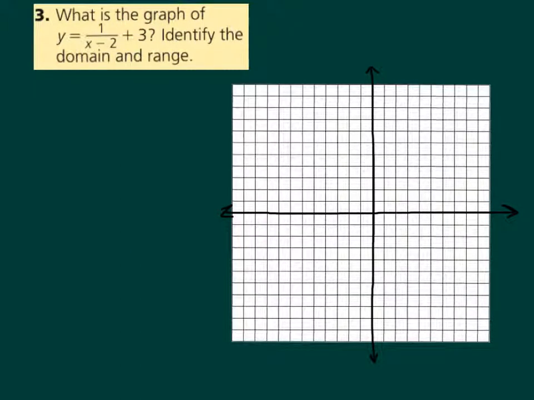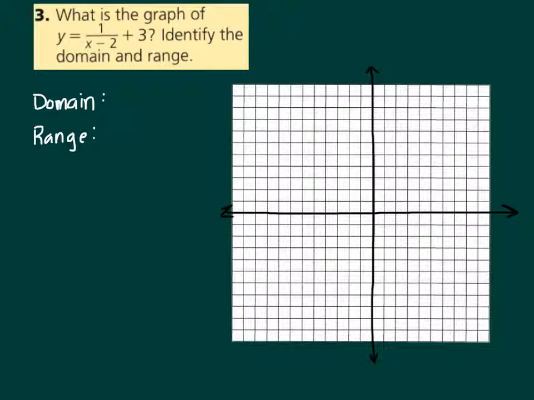What is the graph of y equals 1 over x minus 2 plus 3, identifying the domain and range? Let's begin with domain and range. Domain and range are important in functions like this because they are going to tell us where our asymptotes are. The domain and range for functions like this are going to be x cannot be this specific value, y cannot be this specific value, and those specific values are going to be your vertical and horizontal asymptotes.